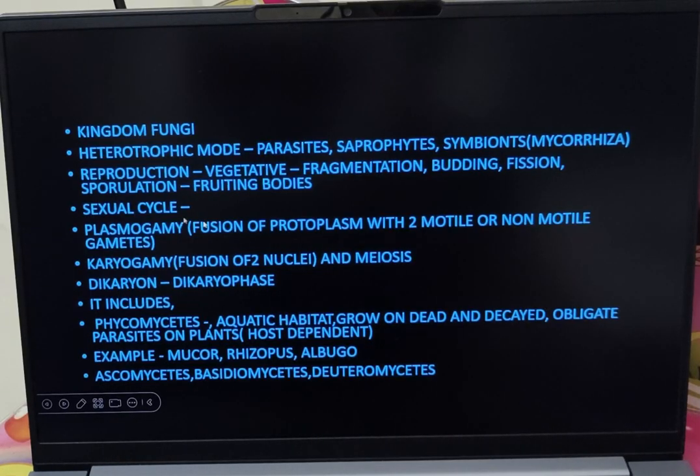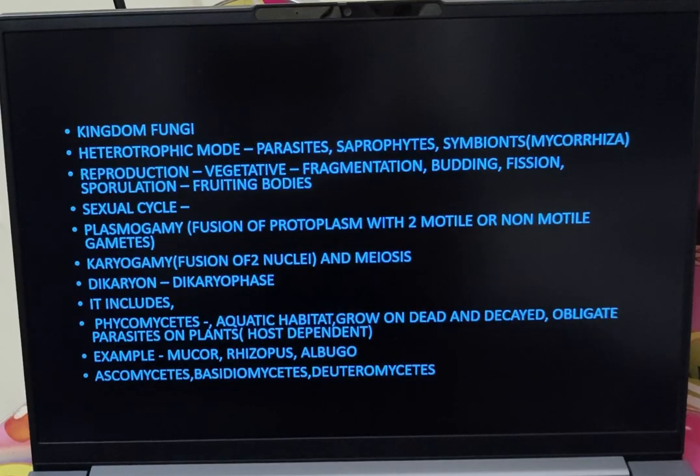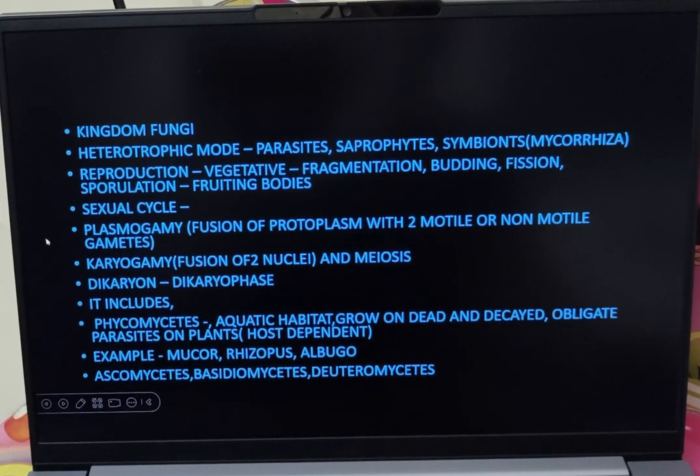And they also undergo sexual mode of reproduction, which involves three steps: plasmogamy, karyogamy, and meiosis. So plasmogamy means the gametes will fuse with the protoplasm. Protoplasm meaning the outer covering of the cell. Then it fuses with the nuclei and undergoes division called meiosis. So this is how a new organism will be formed through sexual reproduction. You will read all this in detail in the upcoming chapter. Just know the important terms that you come across.